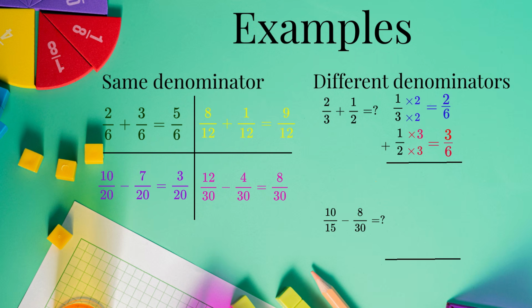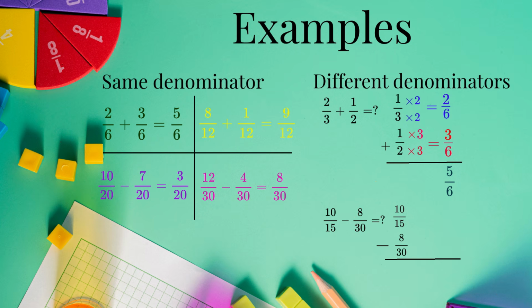Now that I have a common denominator, I can add the two fractions together, my 2/6 and my 3/6. We only add the numerators, so that equals 5/6. Let's look at my subtraction example. I have 10/15 minus 8/30. 15 and 30 are two different denominators, so I must make them equal before I can subtract.